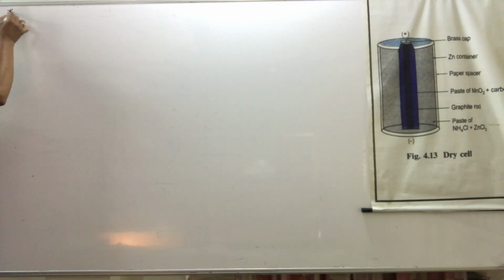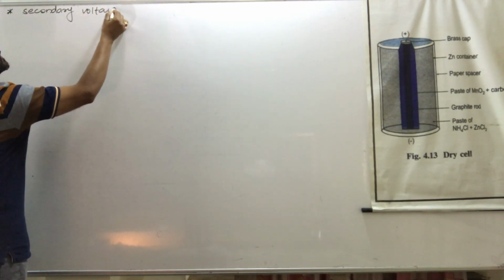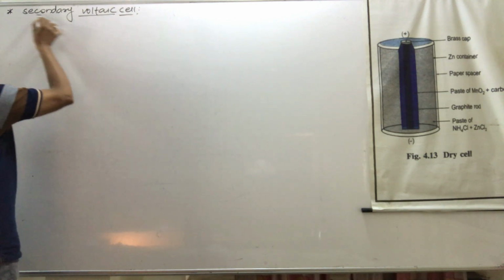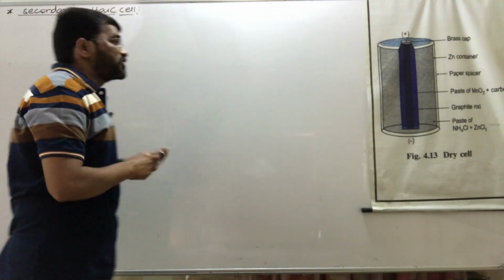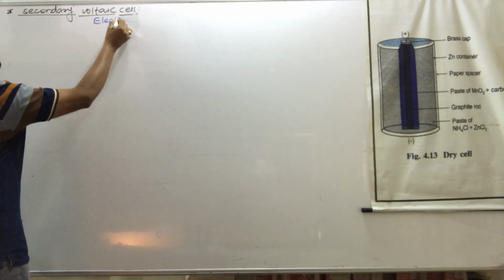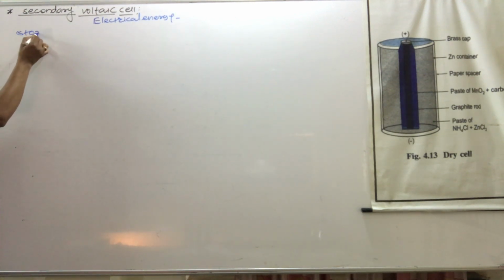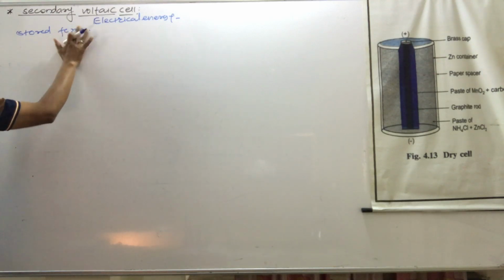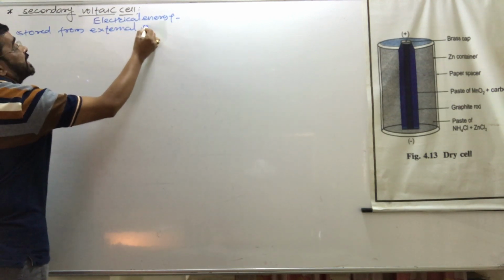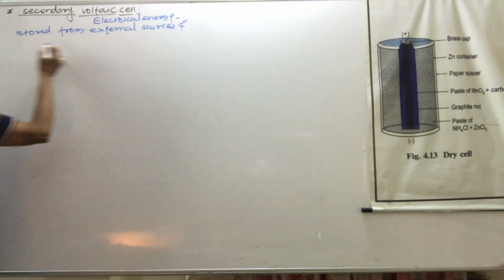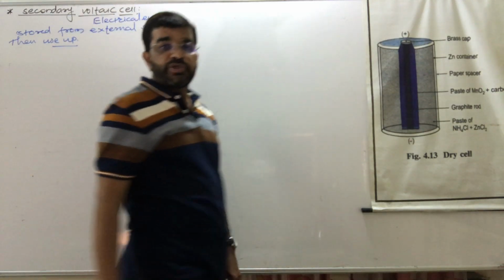So see, secondary voltaic cell. A secondary voltaic cell means a galvanic cell in which electrical energy is first of all stored from external sources, and then used up. Such cells are called secondary cells.